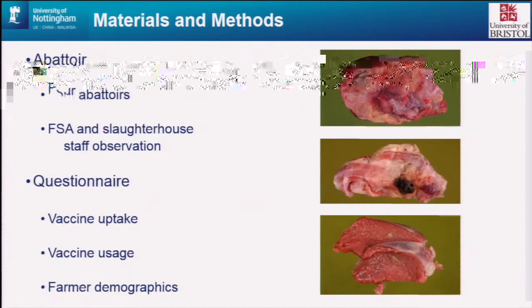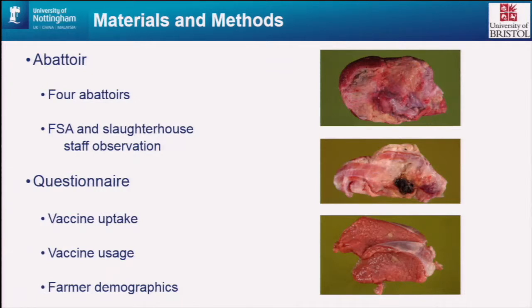The questionnaire was distributed online and in paper versions, and it asked farmers about their vaccination uptake, which vaccines they were using, and how and why they were using those vaccines. We compared their responses to the data sheet recommendations to establish whether we thought that they were using those vaccines correctly or not.